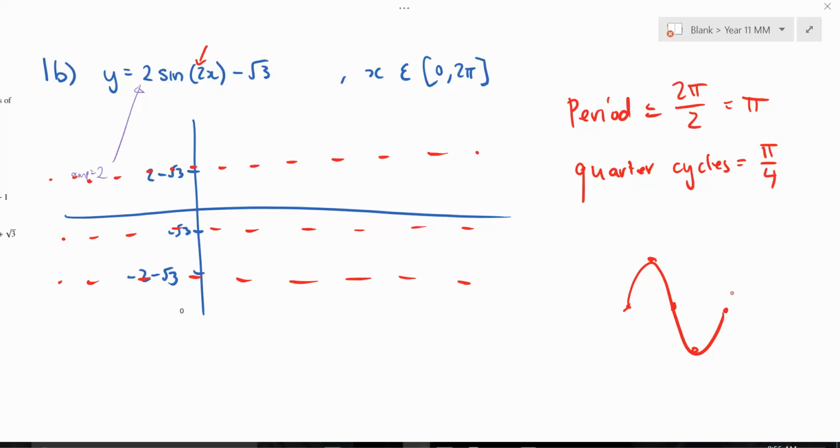So the center point still starts there. The only thing that changed was it went down by root 3. So that's my first point. That's where I know my first coordinate is. That's right there, my first coordinate. So that's my first one. I'm going to use that to find my next quarter cycle. So I'm going to start here.